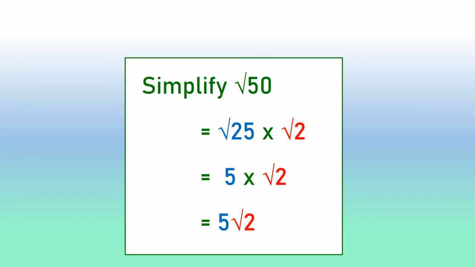And another similar one, if we're asked to simplify root 50, we're going to look for those factors of 50 where one of them is a square number. So as we know that 25 times 2 makes 50 and 25 is a square number, we can rewrite it like this. And then we know the square root of 25 is 5. So 5 times root 2 we can rewrite as 5 root 2. So root 50 simplified is 5 root 2.